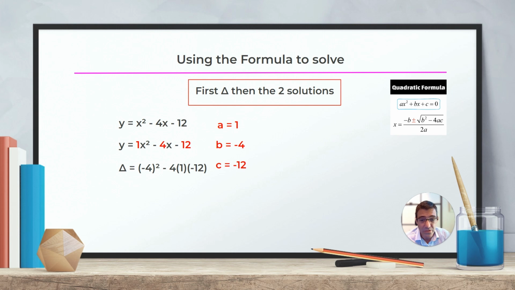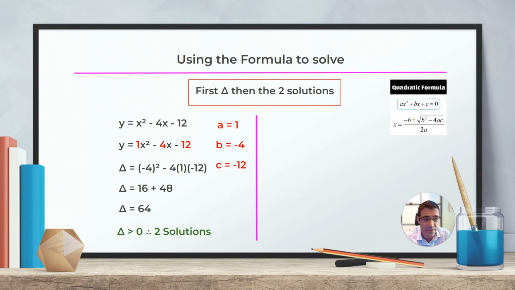We're going to do b squared, so negative 4 squared minus 4 times 1 times negative 12. So 16 plus 48. Remember, we worked this out not so long ago. That's 64. That is positive, so we have two solutions. And remember, we use the square root of 64, which is 8.